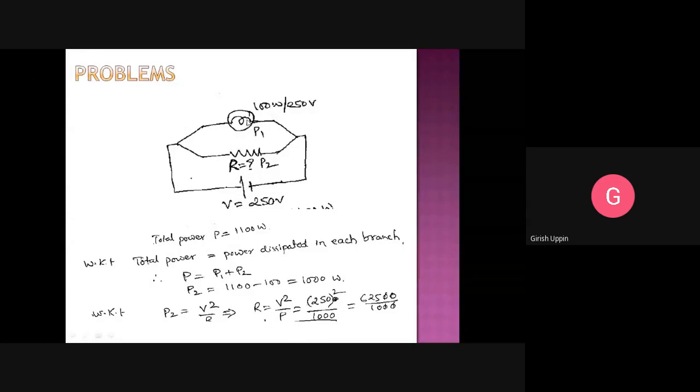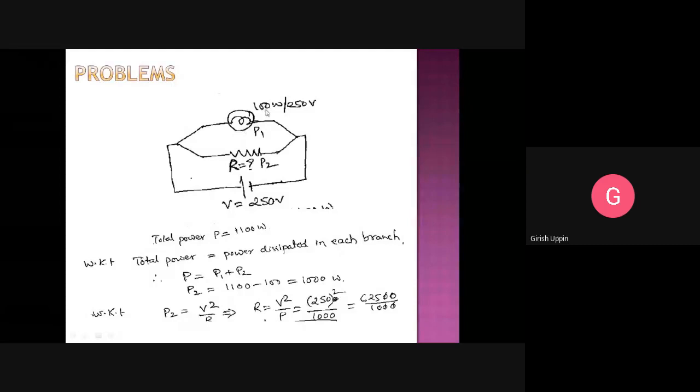So a lamp with 100 watt, 250 volt specification is connected in parallel with the unknown resistance, and this parallel combination is connected across a 250 volt source, and also they have given total power P is equal to 1100 watt. Now we know one of the properties of the parallel circuit: total power is equal to the sum of power dissipated in each branch, that is P is equal to P1 plus P2.